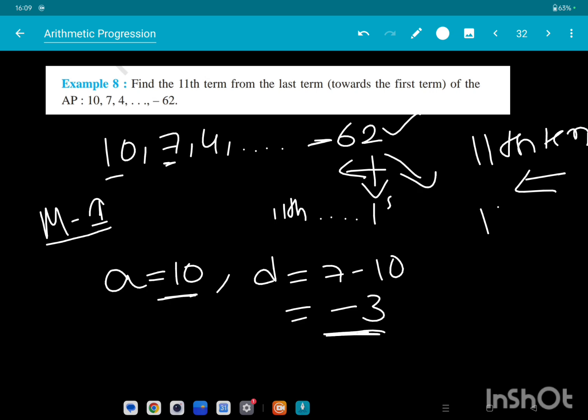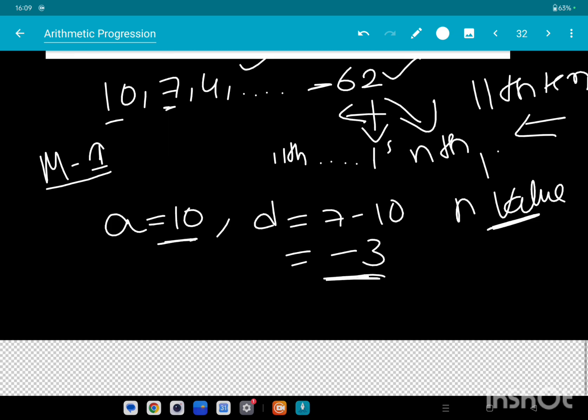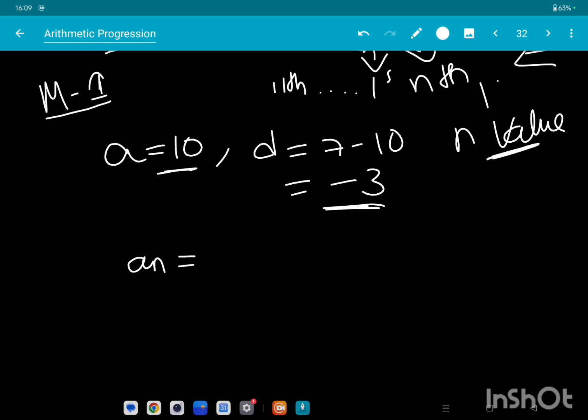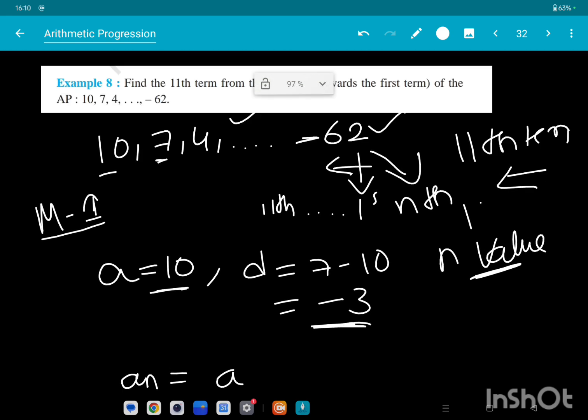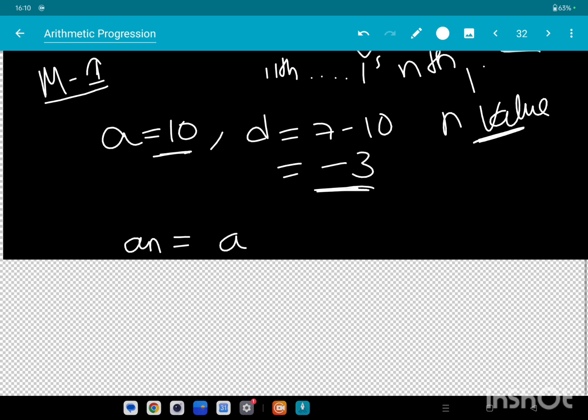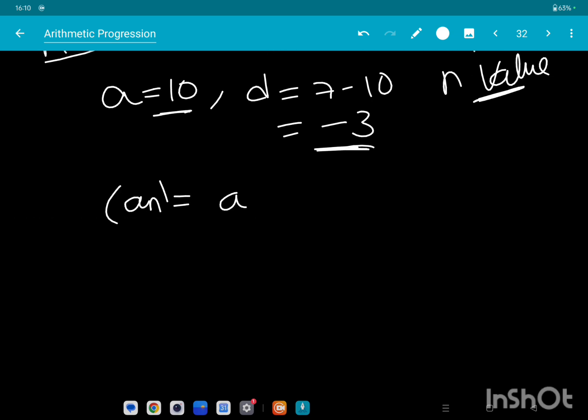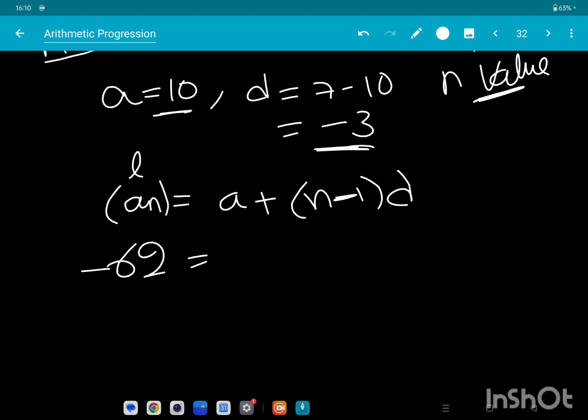Now let's say this is the nth term. If I find the n value, then we will know how many terms there are in this AP. Let's say this is the last term, which I will call L. So an equals L, and L equals a plus n minus 1 into d. What is the L value here? Minus 62 equals 10 plus n minus 1, which I need to find. The d value is minus 3.